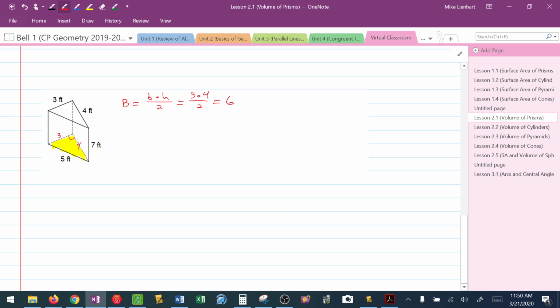Now, how do I go from the triangle on the bottom to the triangle on the top? That's my height. My height in this particular problem is 7. To find the volume, I'm going to go big BH. Big B is 6, H is 7. So my volume is 42. Don't forget to label it. This would be cubic feet because I am finding volume.